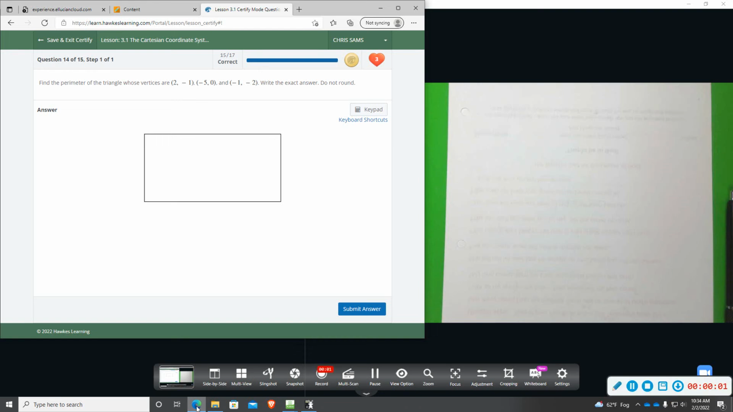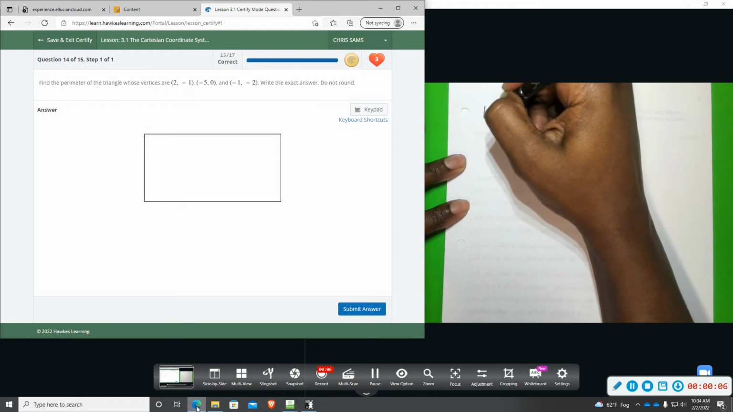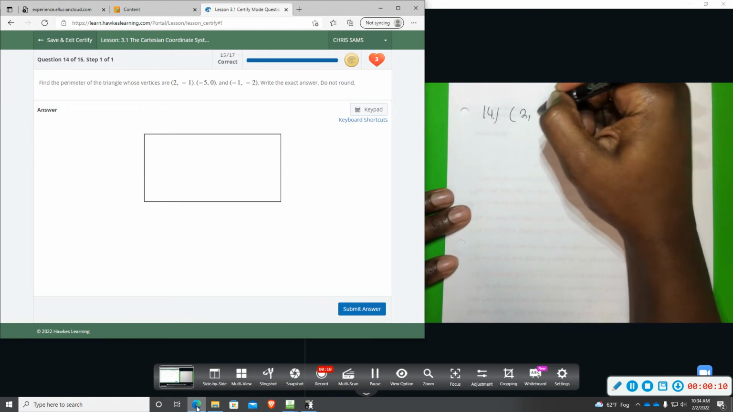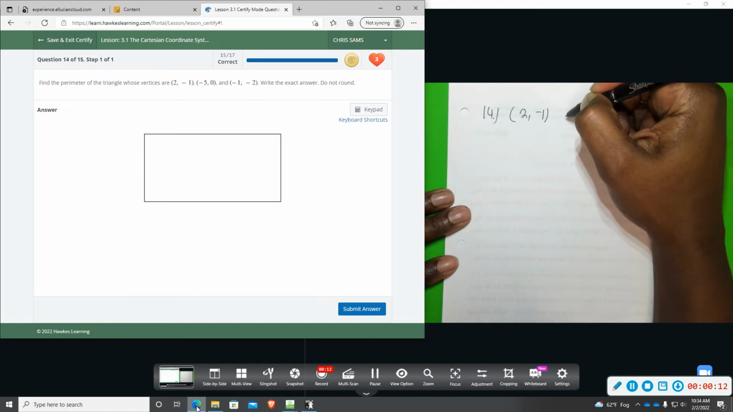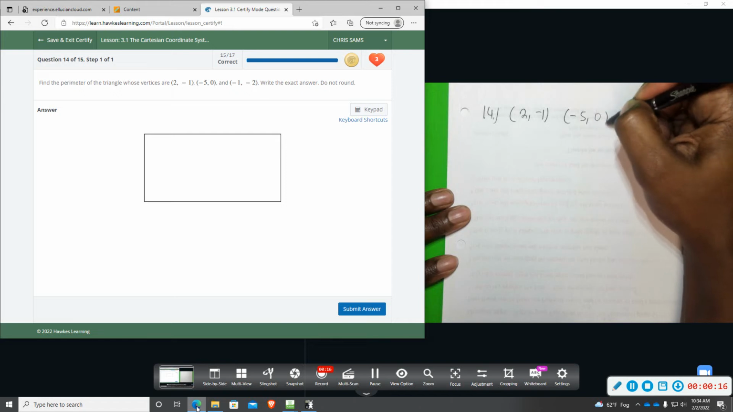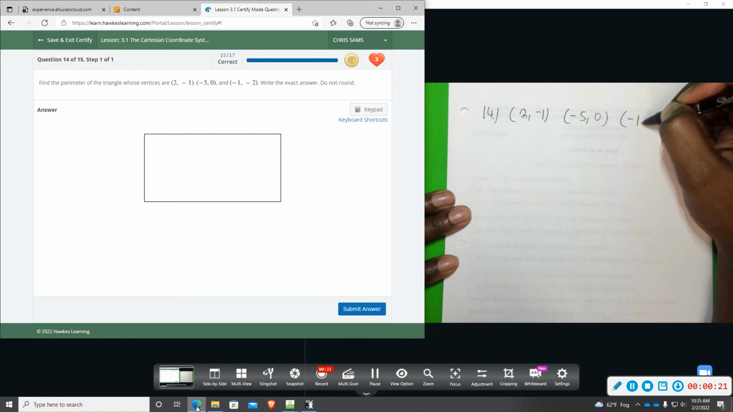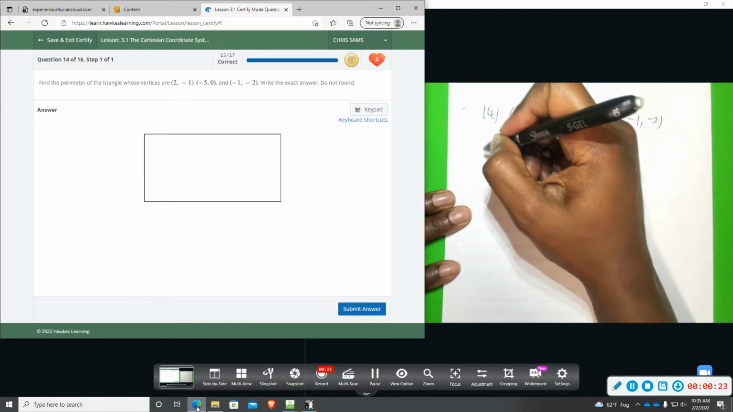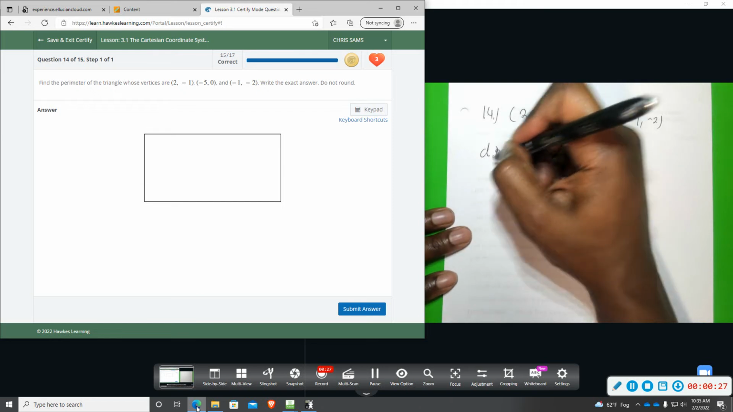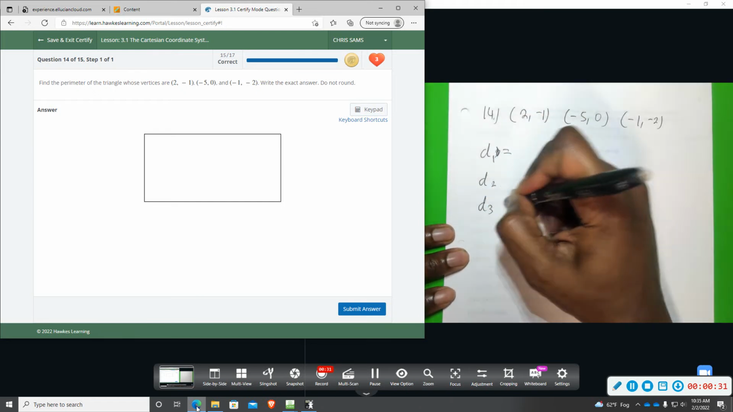Alright, 14, we're going to find the perimeter of a triangle with the given vertices. -2, -1, -5, 0, -1, -2. Alright, so we're going to set up the three distances, D1, D2, D3.